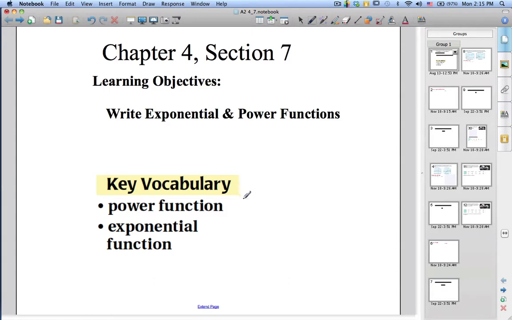We want to talk about power functions and exponential functions, and really the name of the function relates to where the variable is. So y is equal to a times x to the b power is a power function, because x is the base of a power, and y is equal to a times b to the x power is an exponential function because x has become an exponent. So these are the two different functions we'll be working with in this section.